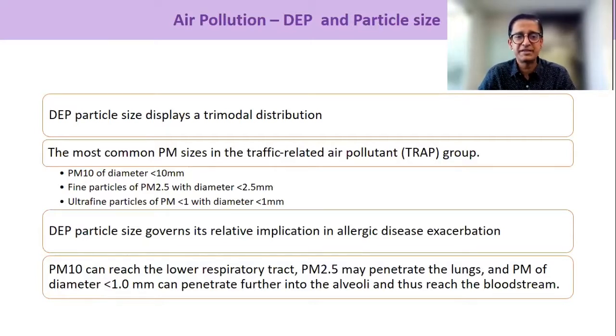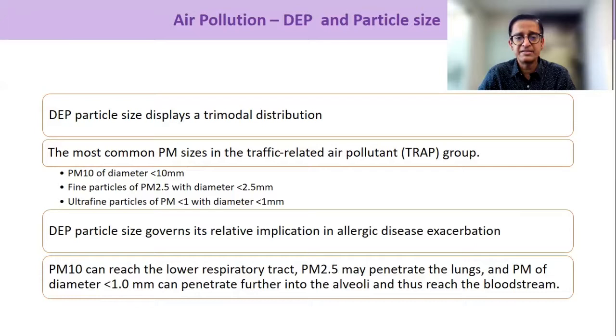DEP particles have a trimodal distribution. You can have PM10 particles, which are of a diameter of less than 10 micrometers. You can have fine particles, which are PM2.5, which are less than 2.5. And then you have ultrafine particles, which would actually get absorbed and go into the bloodstream, which are of a diameter of less than 1.